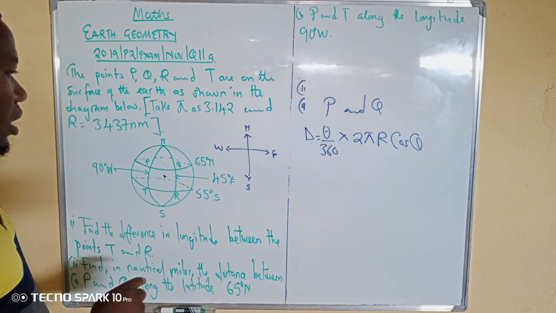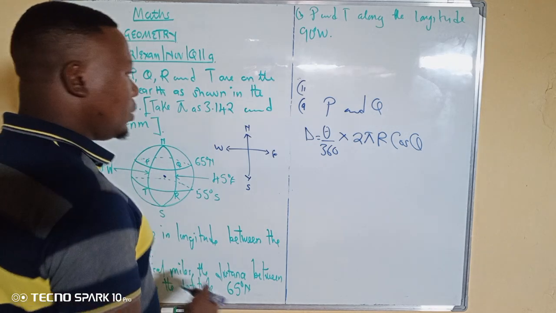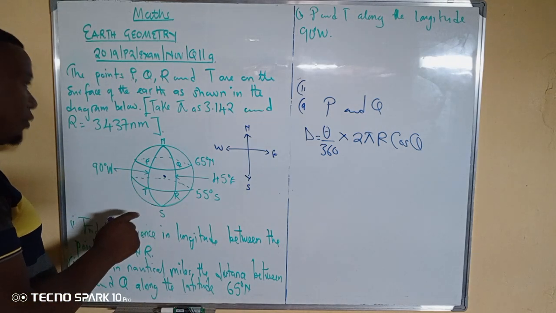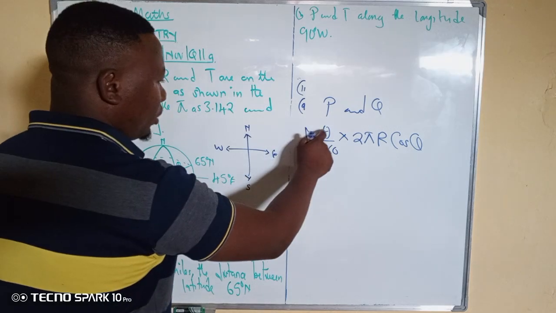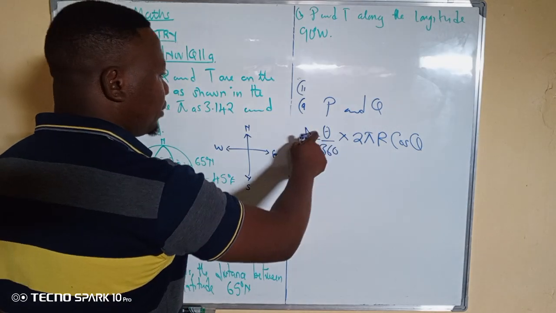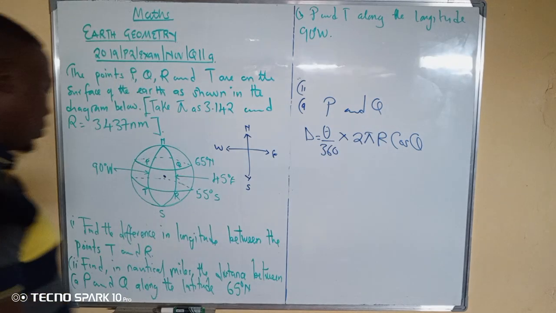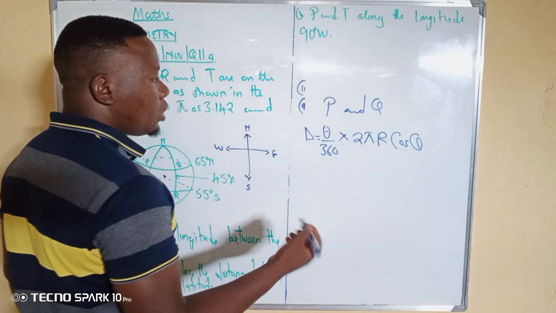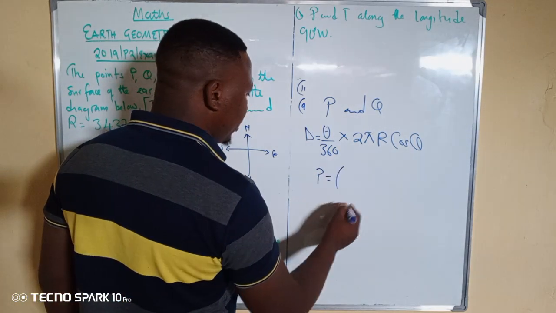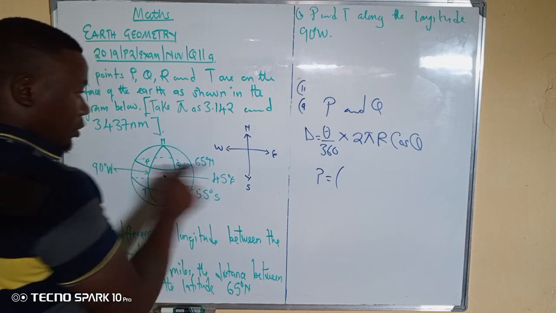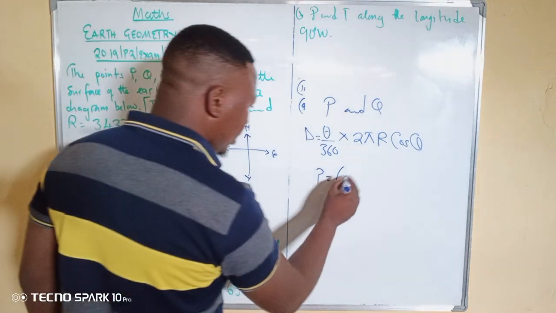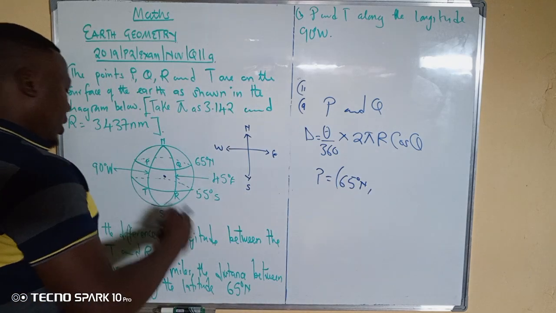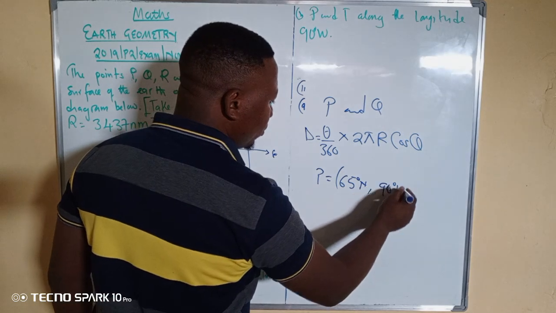Okay, so now after writing the formula, the next thing we have to do is to find the difference. We first need to find the alpha or the theta, in short the difference between P and Q. So quickly you can just say the position of P is 65 degrees north, comma, the longitude of P is 90 degrees west.